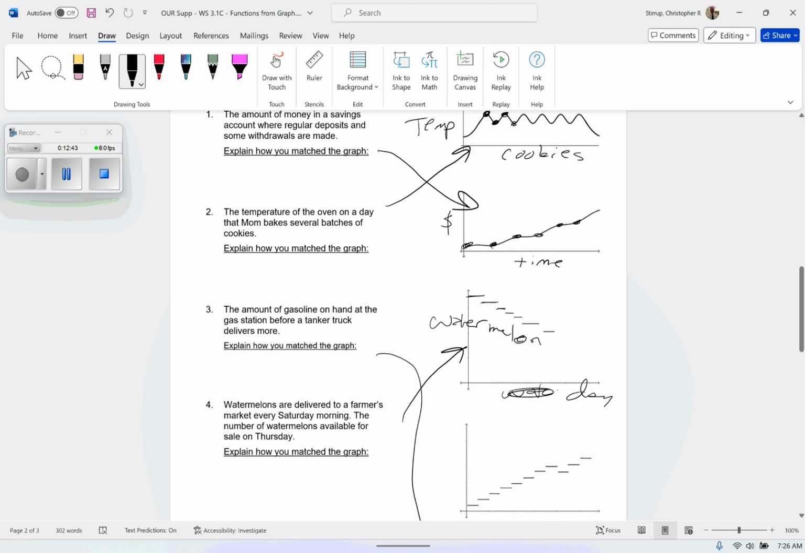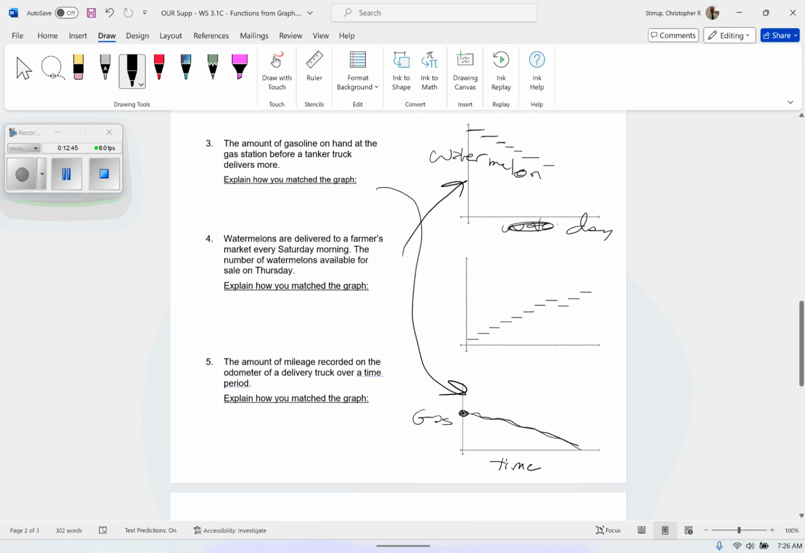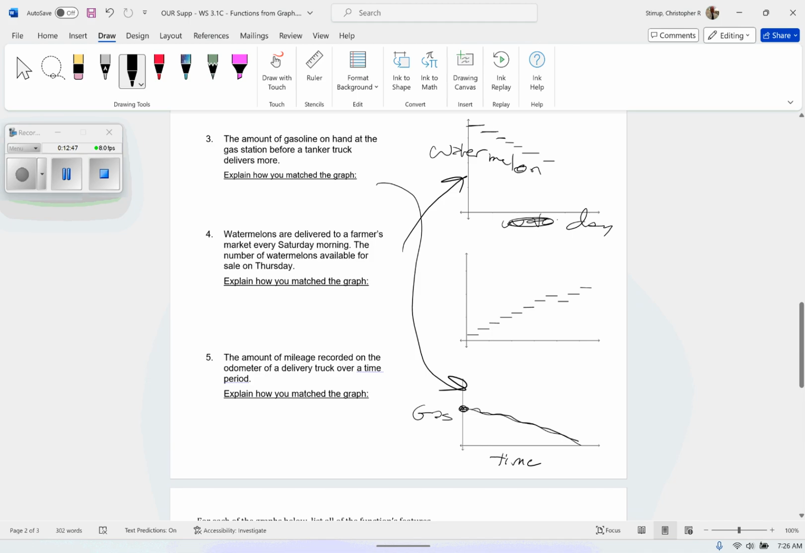And let's see, did I miss any? 1, 2, 3, 4, 5. The amount of mileage recorded on a delivery truck over a period of time. Okay, so a delivery truck drives a certain distance, so miles, days maybe, or could be hours. It just depends. Doesn't really matter, but I think that would match up with the delivery truck.